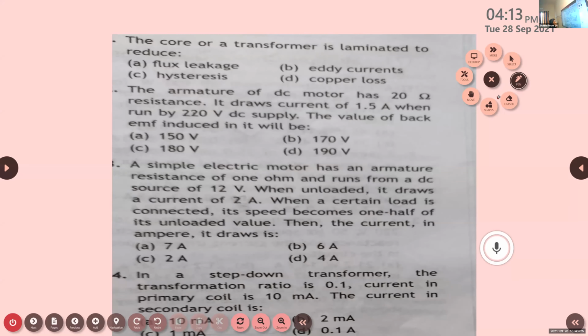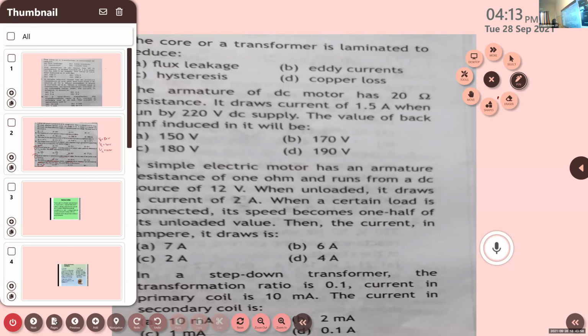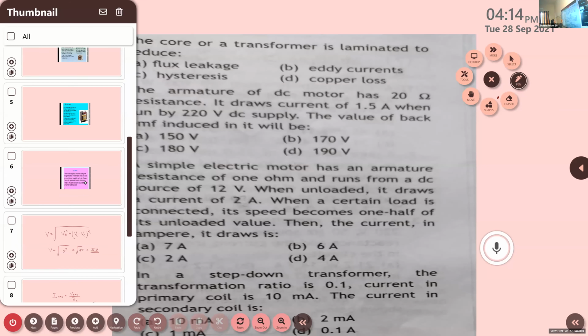The core of a transformer is laminated to reduce flux leakage, hysteresis, eddy currents, copper loss. I think I took this topic in a hurried manner in the last class. Did you remember the transformer losses, the energy losses that occur in a transformer? The core of a transformer is laminated to reduce flux leakage, hysteresis, eddy currents, and copper loss. So I think it is better to describe the topic once again. After that, we can discuss that question.